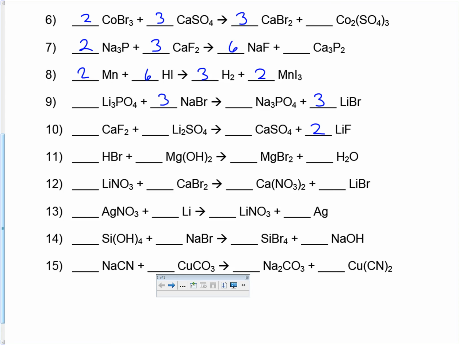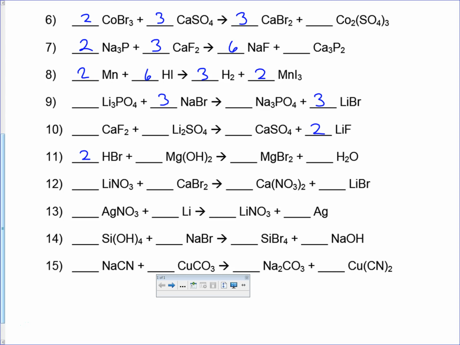Number 11, HBr here, we've got 1 H on the left, 2 H's on the right, so I put a 2 there. Bromines, looks like that's now worked out. The magnesium, 1 on each side, so that's good.